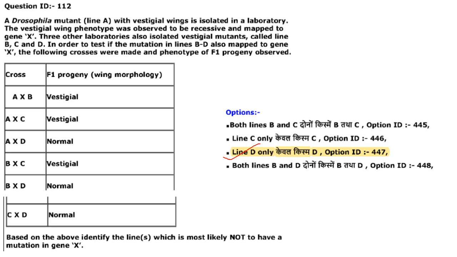3 other laboratories also isolated vestigial mutants called line B, C and D. In order to test if the mutation in lines B to D also mapped to gene X, the following crosses were made and phenotype of F1 progeny observed. Based on the above, identify the lines which is most likely not to have a mutation in gene X.